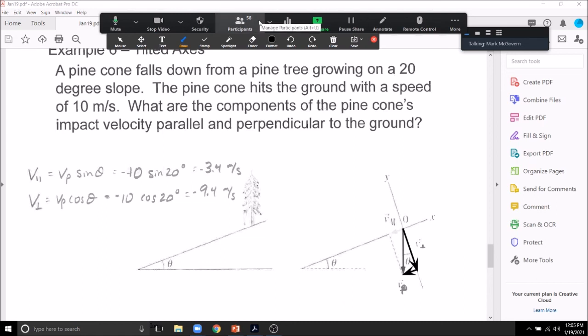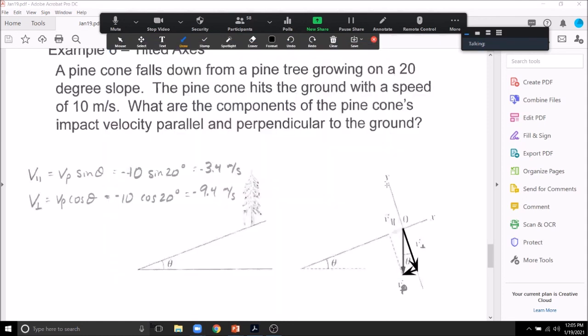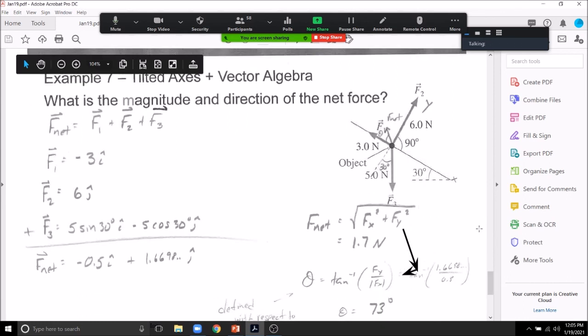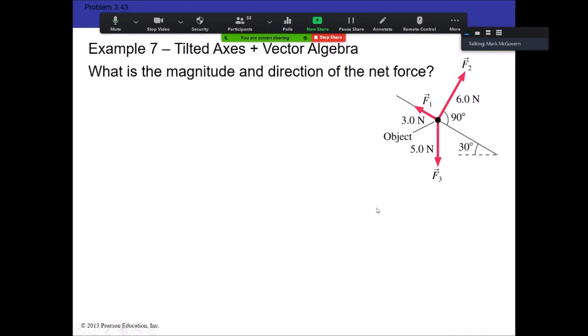Let me jump into one last problem here. This involves everything, this last problem. We got everything going on here. All right, so, in fact, let me jump back to the slide just so you can see it without clutter. Okay, so here's what we're dealing with here.